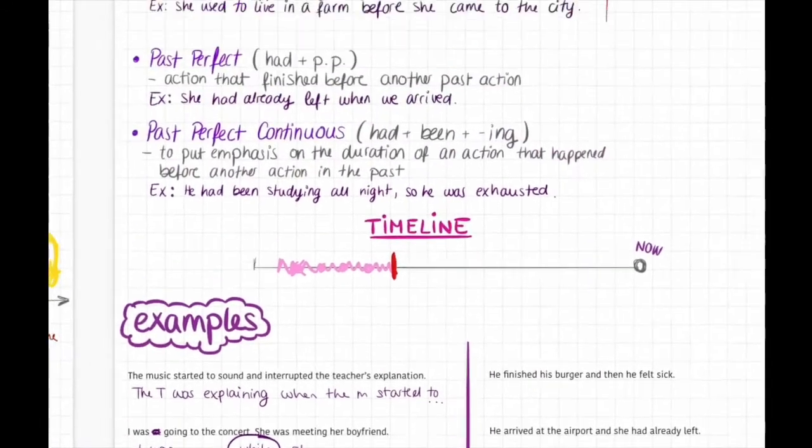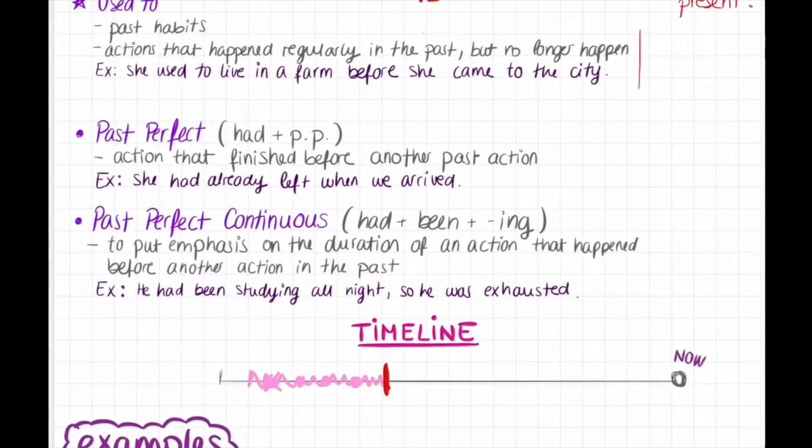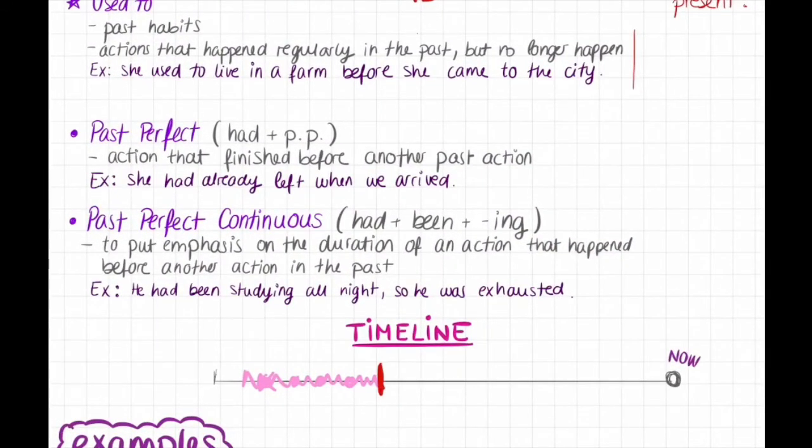Okay, the next tense is the past perfect. In order to form it, we use had and the past participle form. It's used for an action that finished before another past action. For example, she had already left when we arrived.